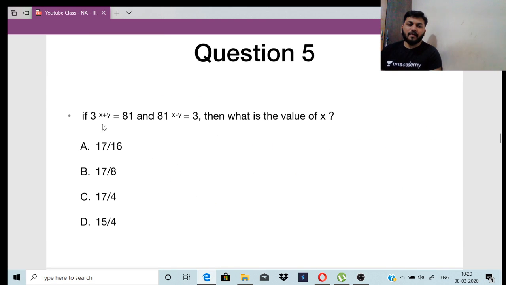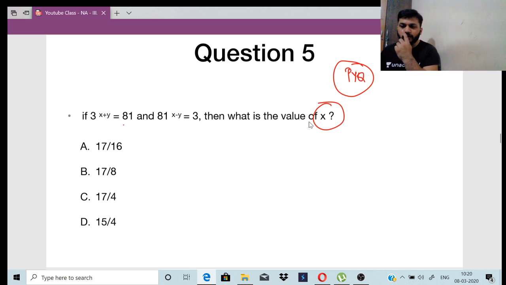If 3 power x plus y is equal to 81 and 81 power x minus y is equal to 3, what is the value of x? 3 power x plus y is equal to 81. 81 power x minus y is equal to 3. What is the value of x? So this is a PYQ. I hope most of you have already solved this question. So tell me the answer. What is the value of x?